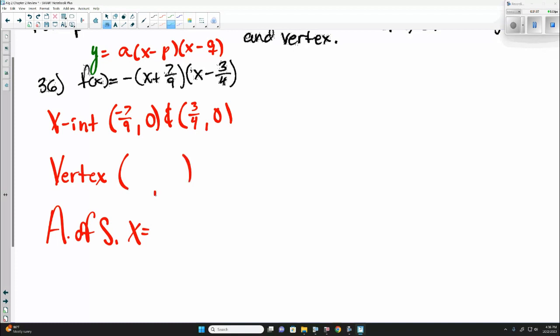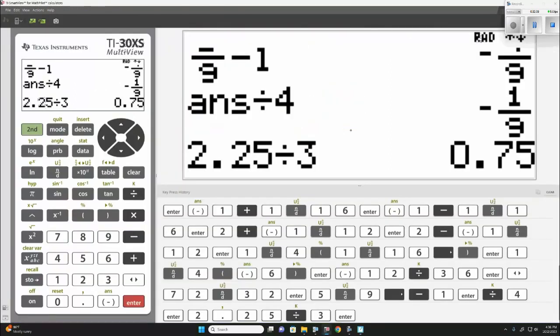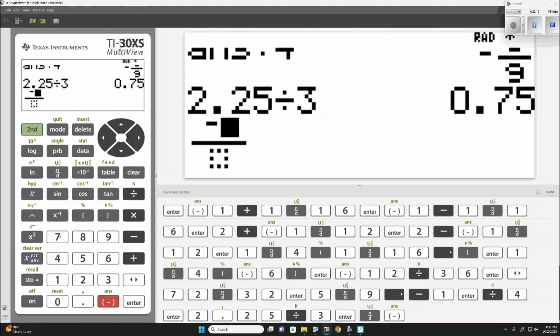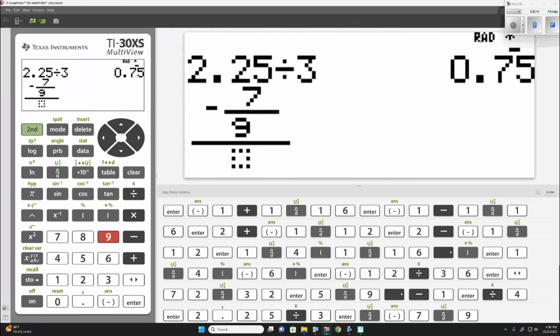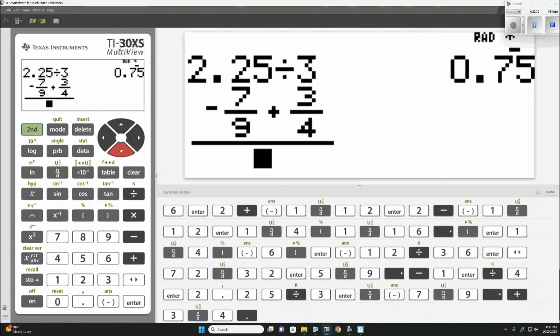Well, the x value of the vertex and the value that goes into the axis of symmetry are both attained by our p plus q over 2. So that'd be negative 7/9 plus 3/4 all over 2. And I would definitely plug that into a calculator. Negative 7/9 plus 3/4, all over 2, is negative 1/72.